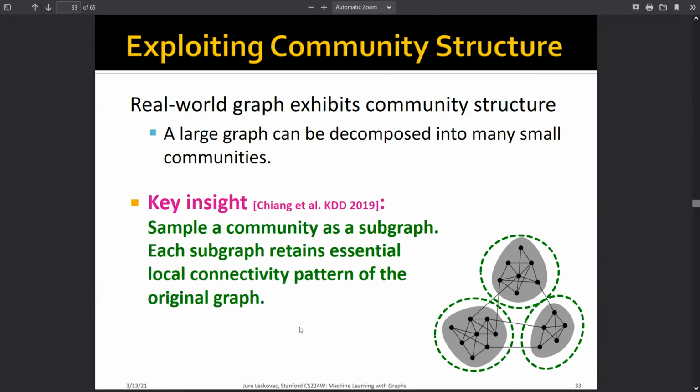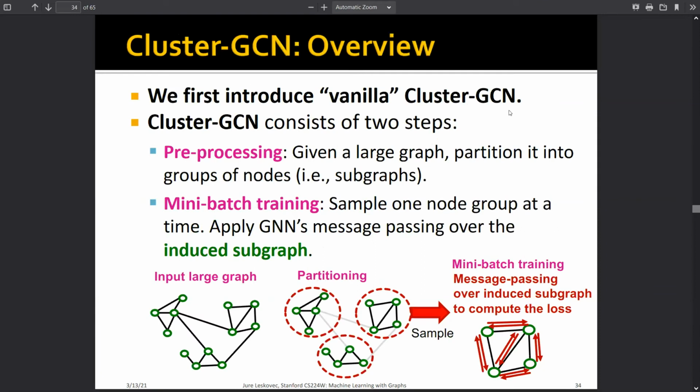patterns. So we first introduce the vanilla Cluster GCN. Cluster GCN consists of 2 steps: pre-processing and mini batch training. Partition into groups of nodes, subgraphs basically, and sample one node group at a time. Node group means the clusters. Apply GNN's message passing over the induced subgraph. So here I split this into 3 parts and then do the message passing in each of the subgraphs. Right. And compute the loss.